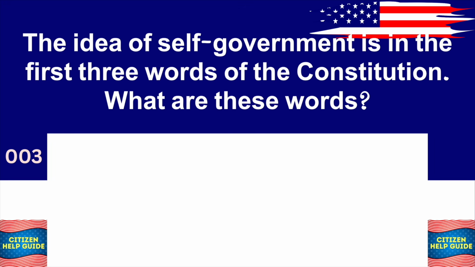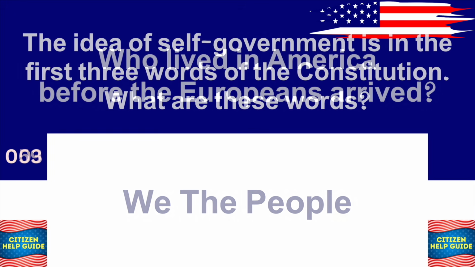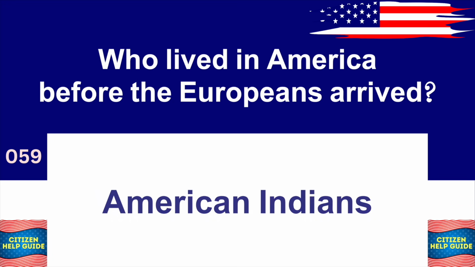The idea of self-government is in the first 3 words of the Constitution. What are these words? We the people. Who lived in America before the Europeans arrived? American Indians.